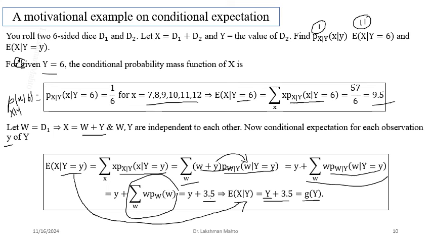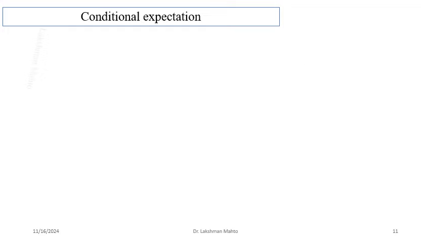So conditional expectation is a random variable. It is a function of y. It happens to be a function of the variable through which we have introduced the conditioning. That's why it is very much essential to discuss conditional expectation in detail. So that was one motivating example, based on the definition of expectation. Now we will see conditional expectation.